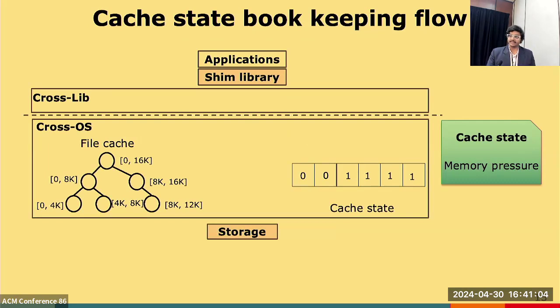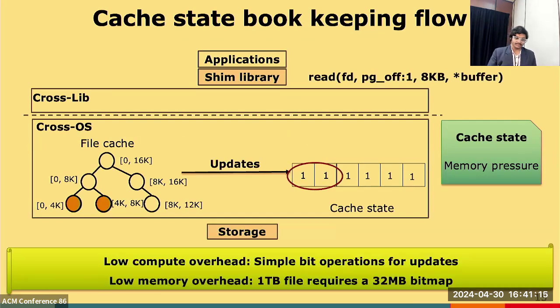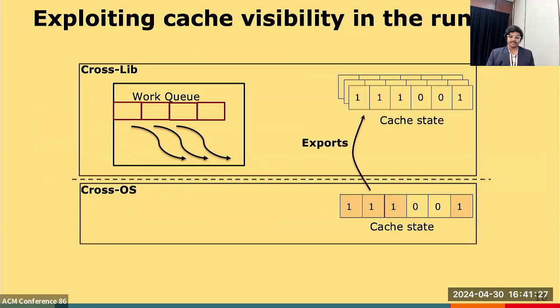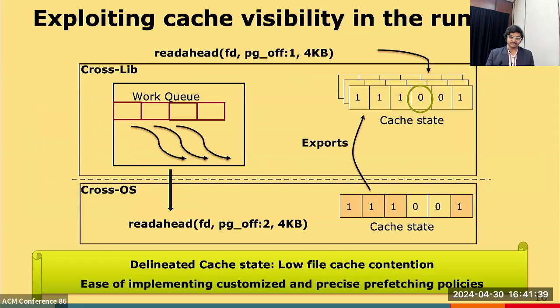The cache state is implemented as a bitmap, where each bit represents a 4 kilobyte block in the file. Each operation on the file cache updates the bitmap using simple bit operations. The bitmap is memory efficient because for a 1 terabyte file, you need a 32 megabyte bitmap. This cache state is then exported to the user space, and now it can avoid the issues mentioned earlier due to lack of cache visibility. For example, it can now query the cache state and only send prefetch advice for blocks that are not in memory. This will also help user space implement custom prefetching policies based on its requirements, and they will be precise because you will already know what data is in memory or not.